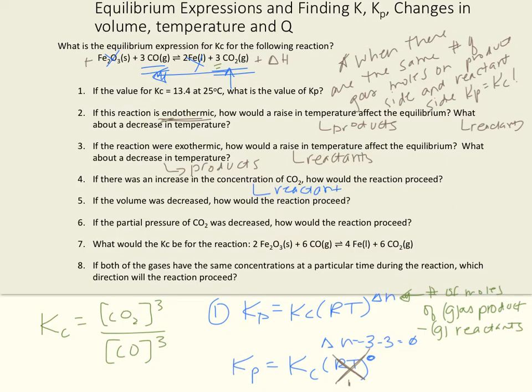And if the volume was decreased, how would the reaction proceed? So if the volume decreases, the reaction always goes to the side with the least moles of gas. And so since the reactant side has 3 moles of gas and the product side has 3 moles of gas, right? Then nothing is going to happen. It's no change.